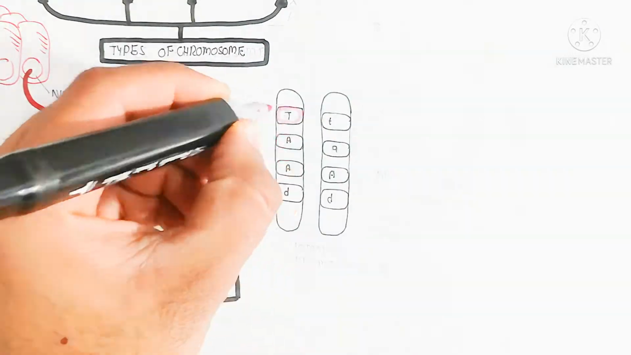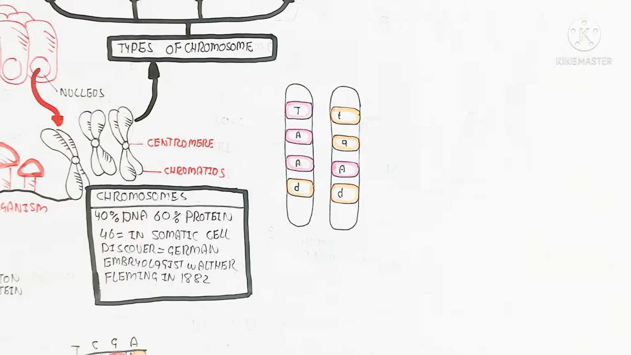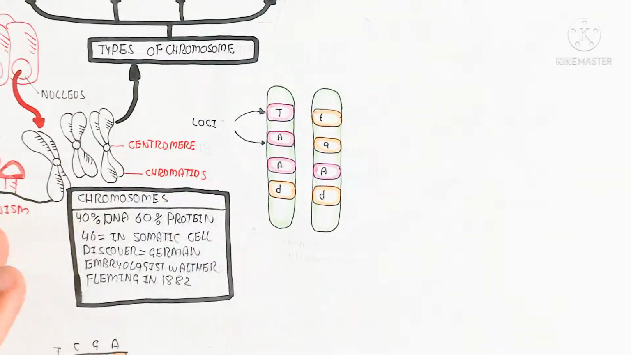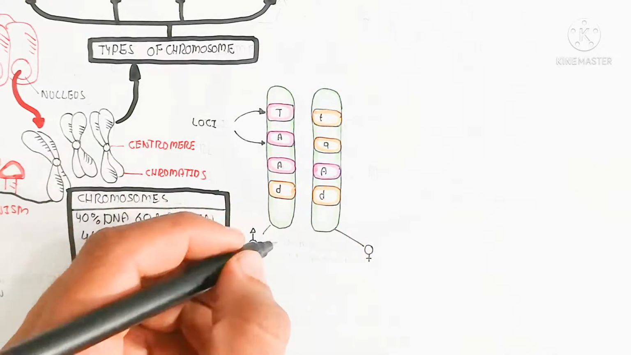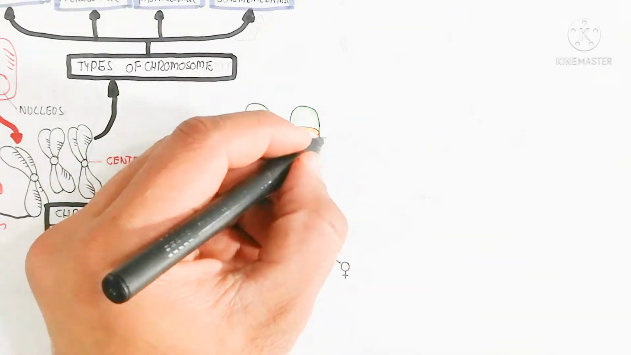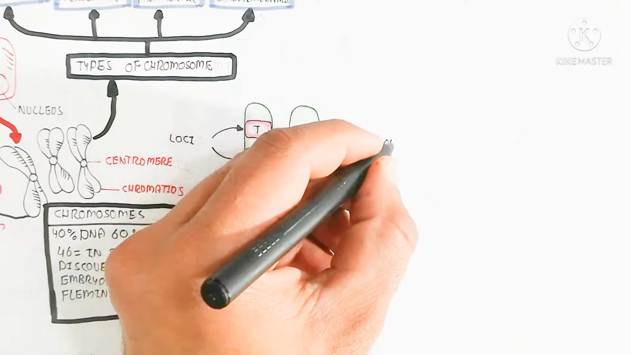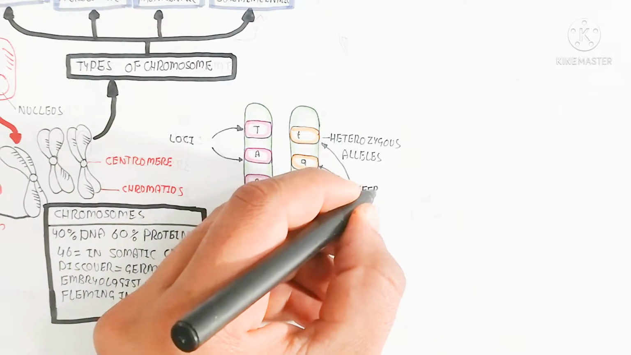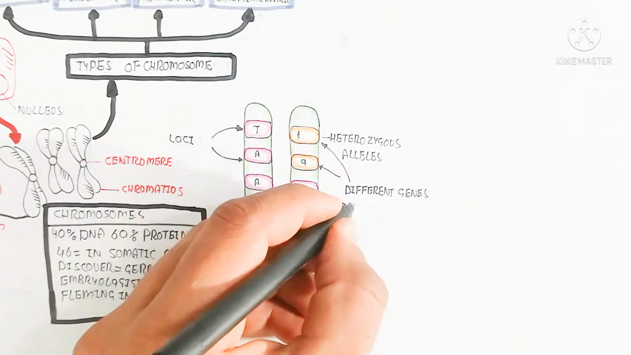So let's begin to understand the chromosome in somatic cells. Here I am drawing just one chromosome for understanding. This is the locus, and this is the neighboring gene of the one chromosome. These are homologous chromosomes to each other. In this way, half comes from the male and half comes from the female.